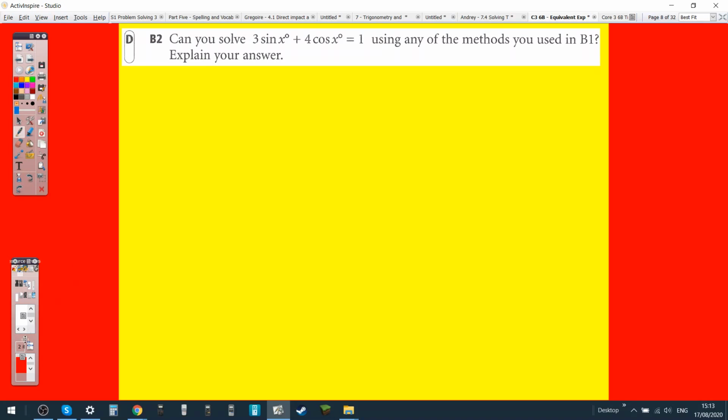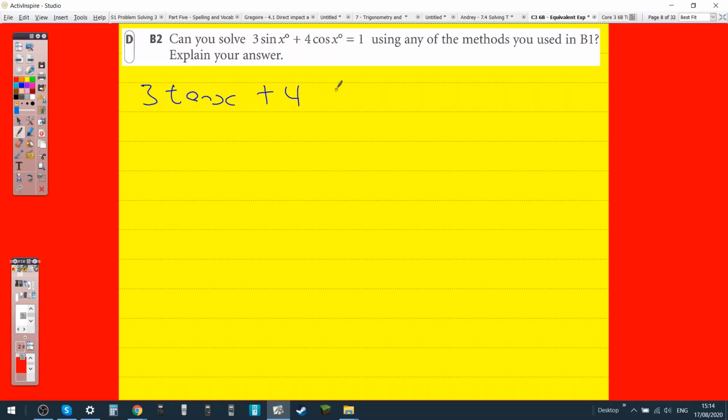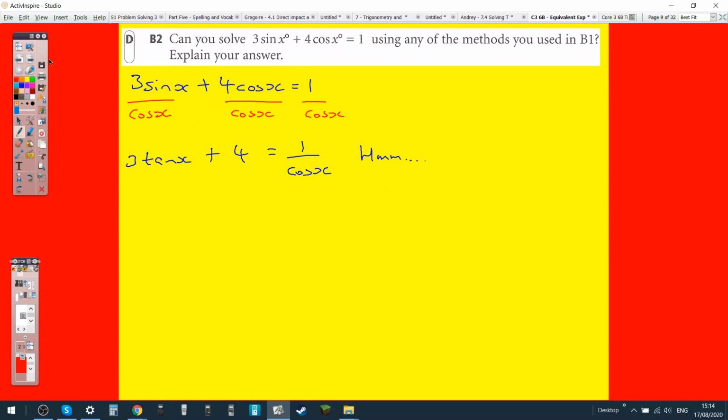How about this one? Could I divide it by cos x again? If you try that, you would get 3 tan x plus 4, but then you would get 1 over cos x, which is sec x. So you still have a mixture of tan x and sec x, so it didn't work out.